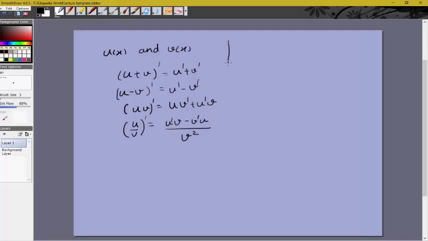And finally we had the chain rule, which said that d of f of x by dx can always be written as d of f of x by some other variable y multiplied by dy by dx. So these were the rules we saw.